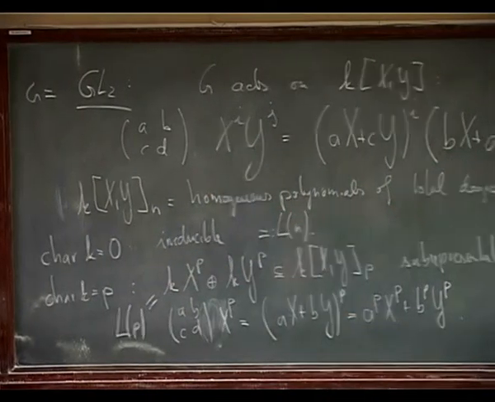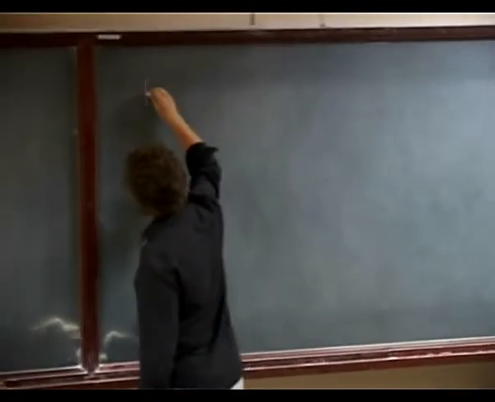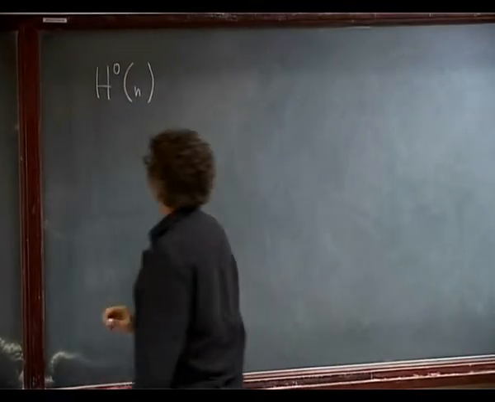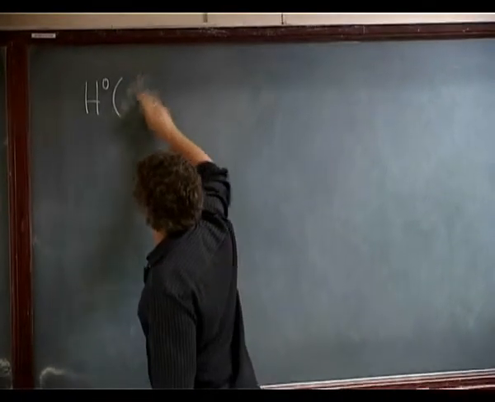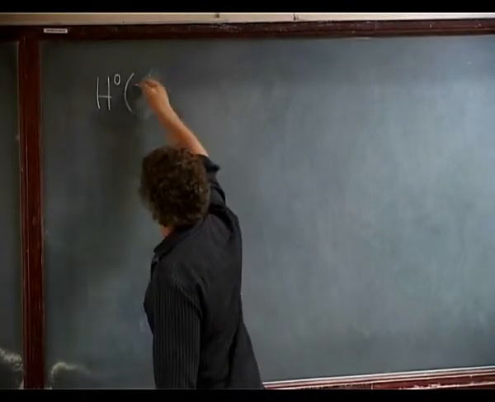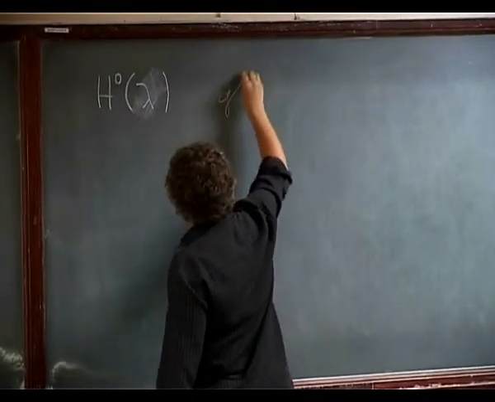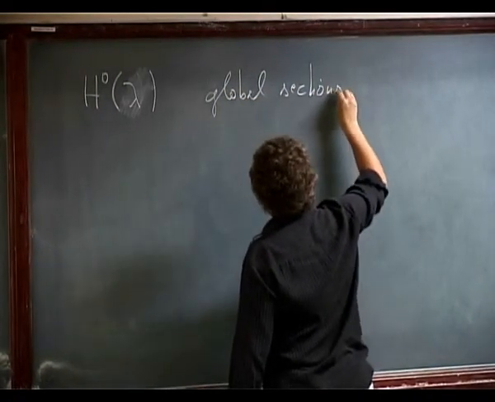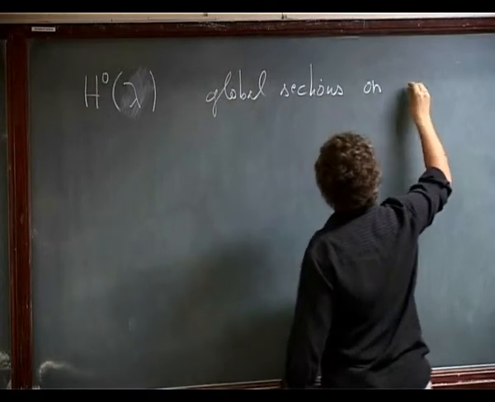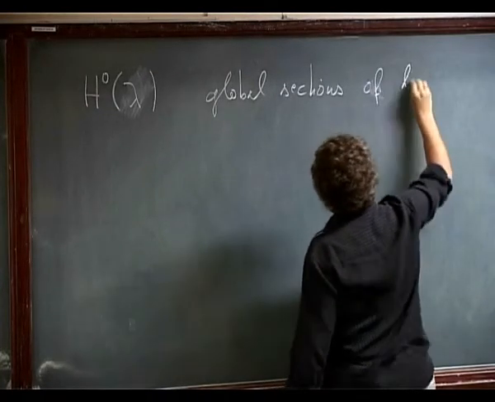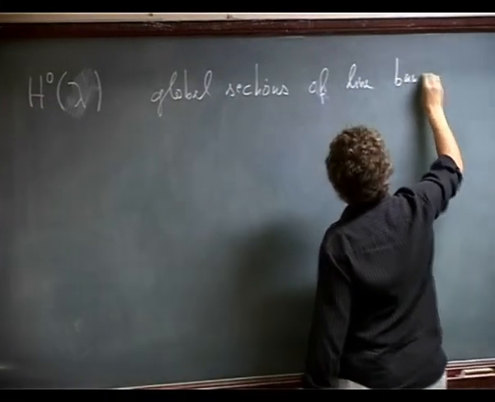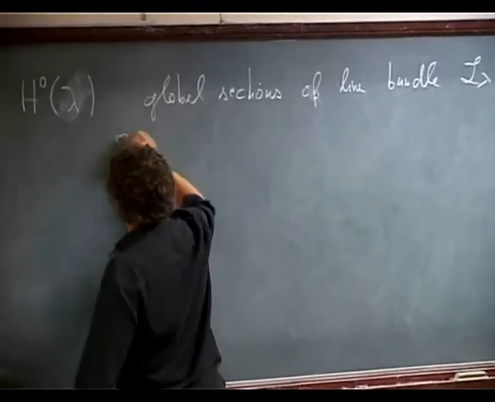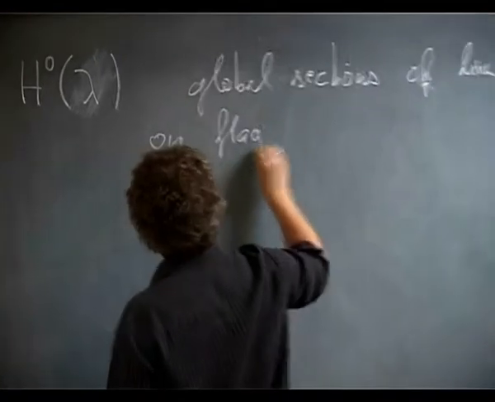So in general, you define the Weyl module, or maybe one should call it the dual Weyl module rather. So H^0(lambda) is the global sections of a line bundle, let's call it L_lambda, on the flag variety of G.